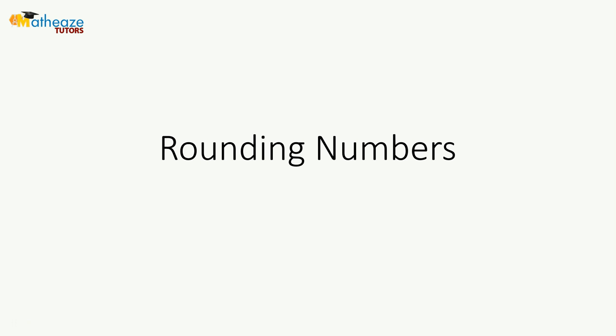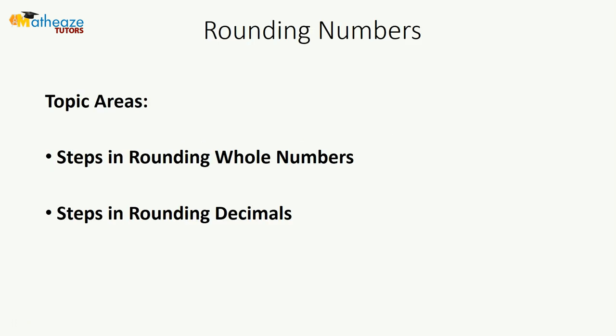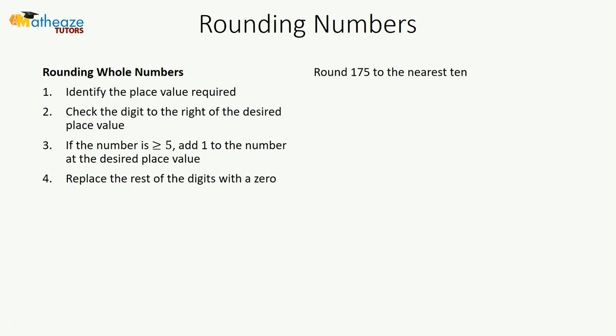Let's take a look at rounding numbers. We'll focus on looking at the steps in rounding whole numbers and then steps in rounding decimal numbers. So we start with whole numbers. First, you want to identify the place value required. Then you want to check the digit to the right of the desired place value. If the digit there is greater than or equal to 5, add 1 to the preceding number and then replace the rest of the digits with a 0.